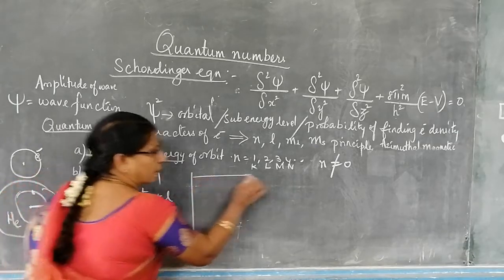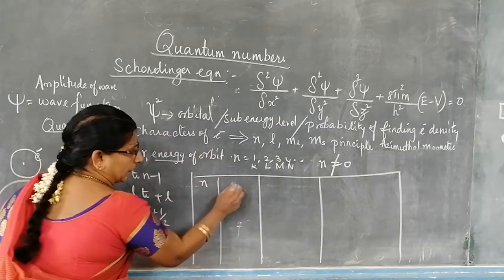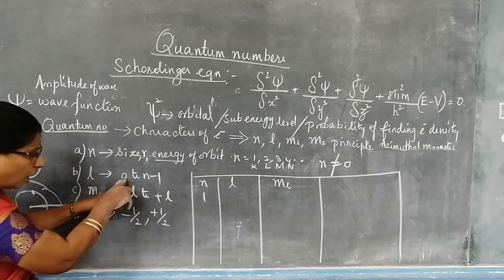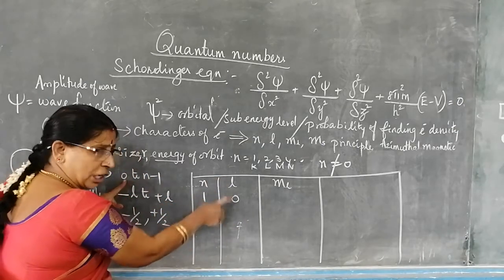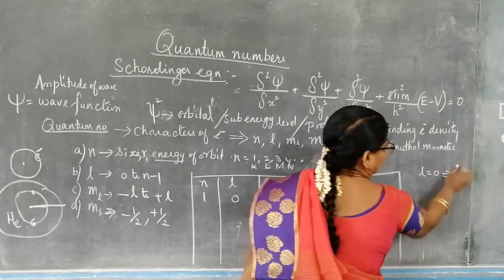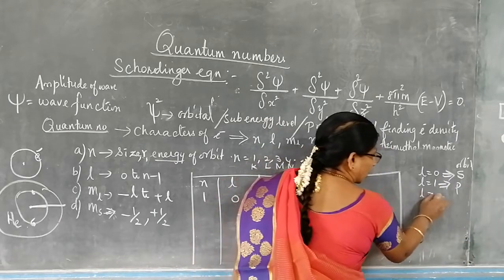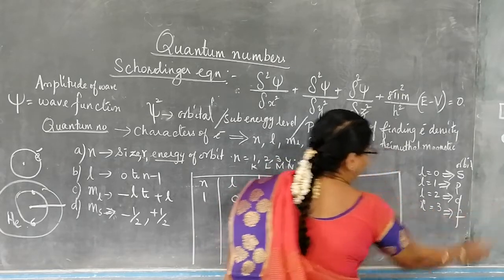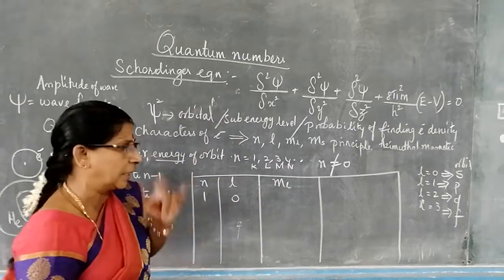Let us make out the chart by using n value, l value, then ml value. If n is equal to 1, what will be the l value? Substitute in the formula 0 to n minus 1: n is 1, 1 minus 1 is 0. l equal to 0 will represent s orbital. l equal to 1 will represent p orbital. When l is equal to 2, it will represent d orbital. When l is equal to 3, it will represent f orbital. We have not seen much about f orbital; we have seen only s, p and d orbitals.